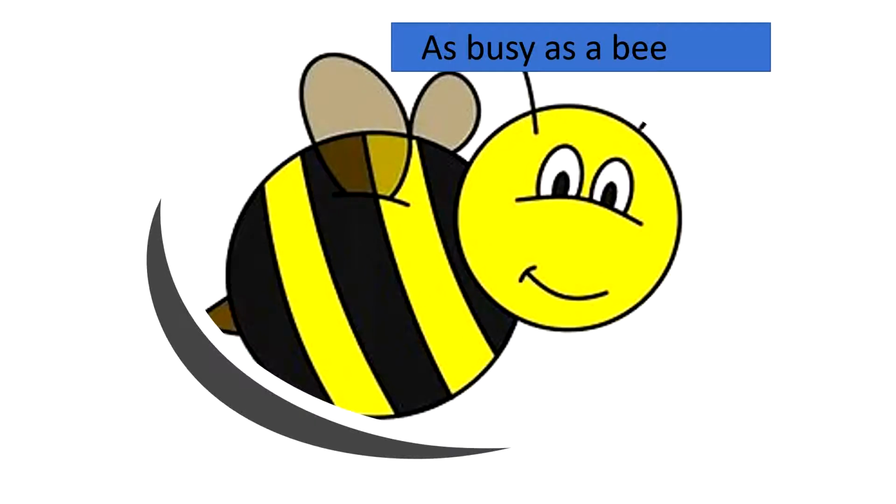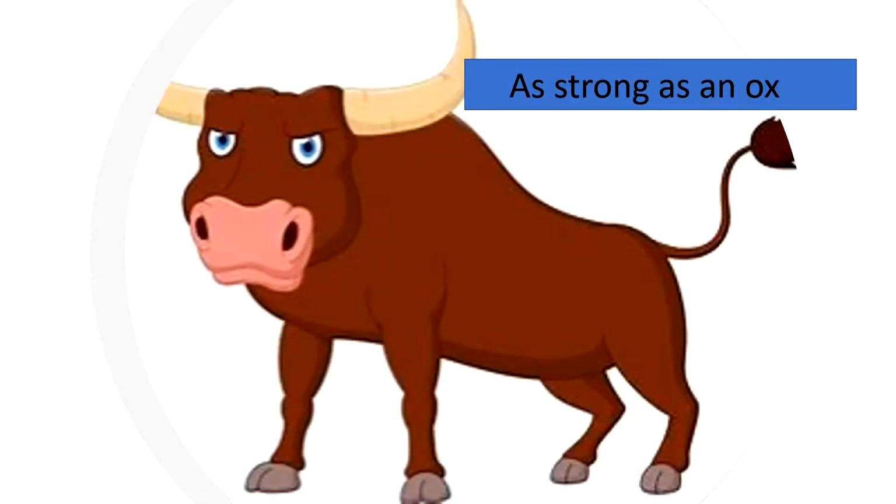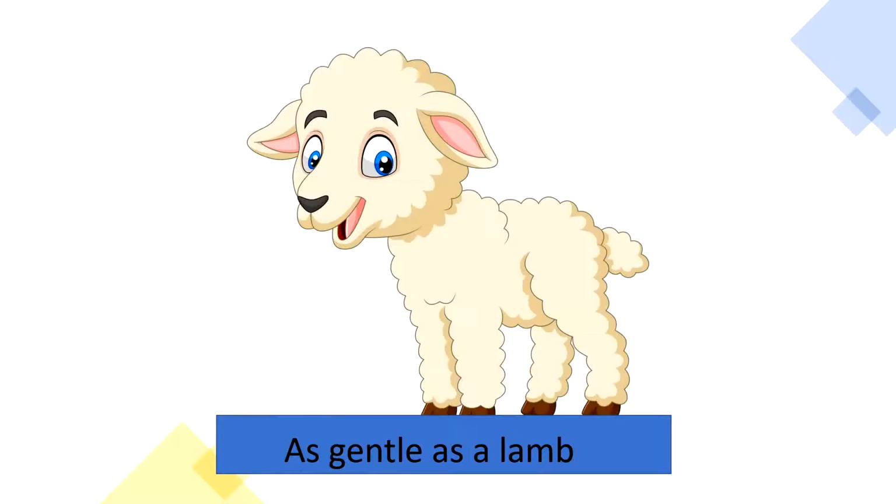The first one you obviously know. You say as busy as a bee. Suppose you say my uncle is working in 2 jobs. He is as busy as a bee. As strong as an ox. So if somebody is very strong, you will say he is as strong as an ox. He can lift 2 suitcases at a time. He is as strong as an ox. As gentle as a lamb. My grandmother is as gentle as a lamb. Gentle, kind, loving.